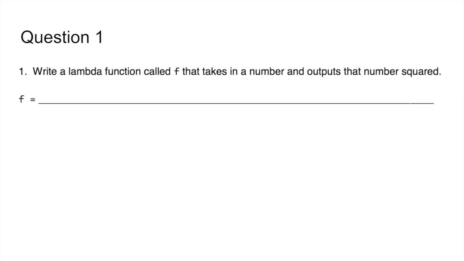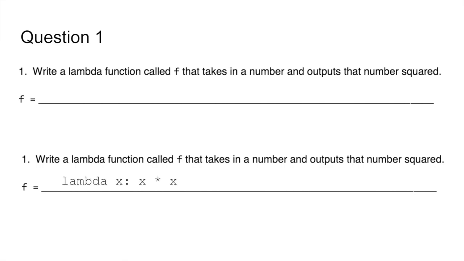That's what we would do in discussion, right? Okay, here's question 1. The question is, write a lambda function called f that takes in a number and outputs that number squared. So why don't you take a second right now, think about it, try it, and then we'll talk about it in 3, 2, 1. Here we go.